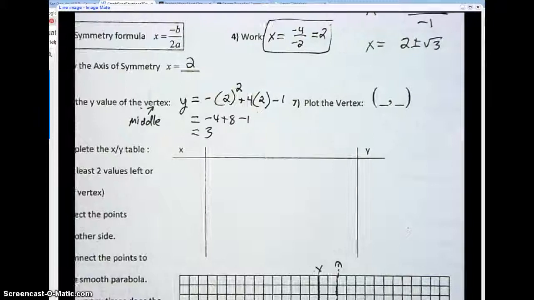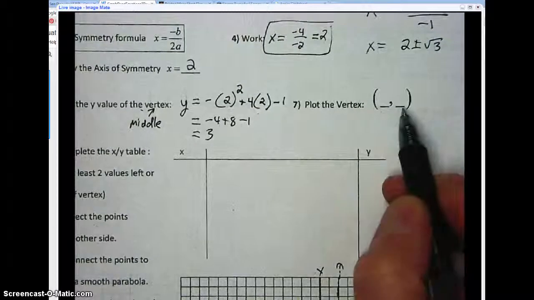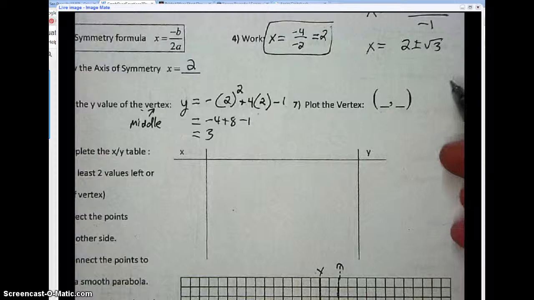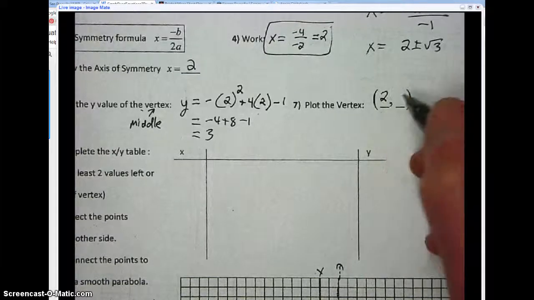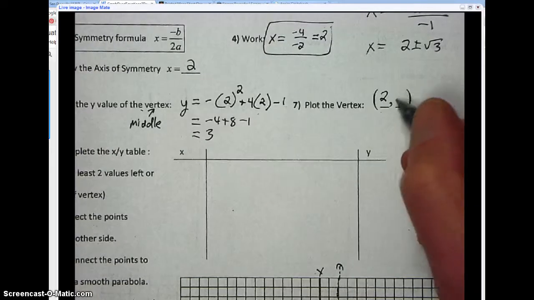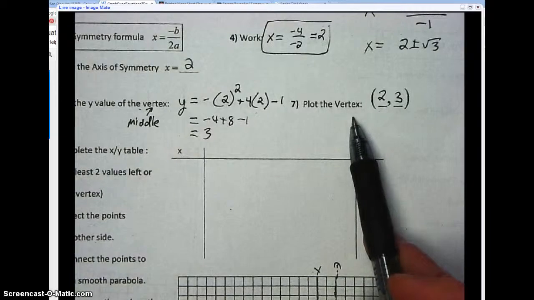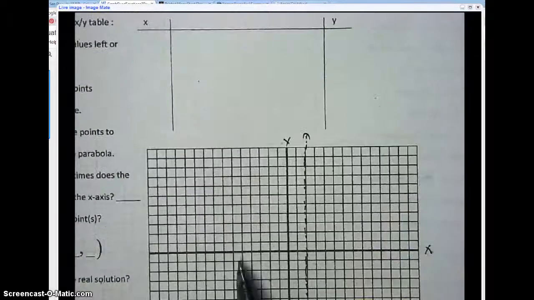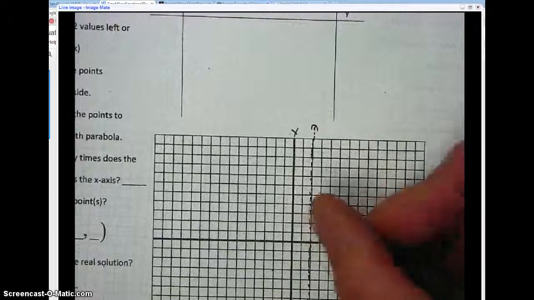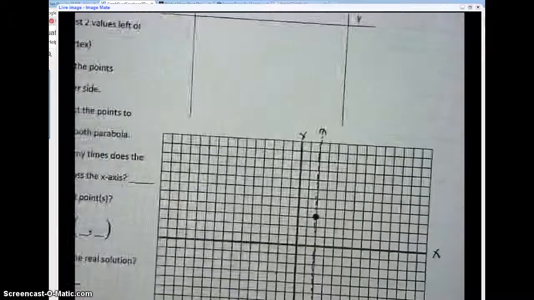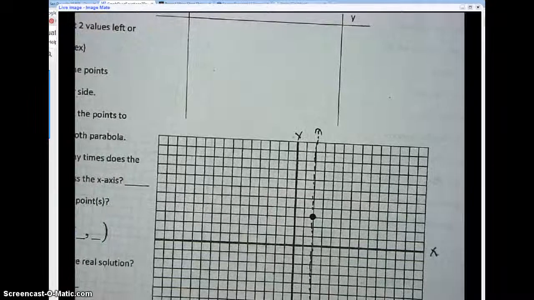So guys, the vertex is an ordered pair. What was the x value of the ordered pair that I plugged in? 2. What spat out once I plugged 2 in? 3. Guys, it says plot the vertex. This is the middle of our parabola. So you go to the right 2 and up 3. There is the middle of your parabola right there. Everybody good so far? Okay.